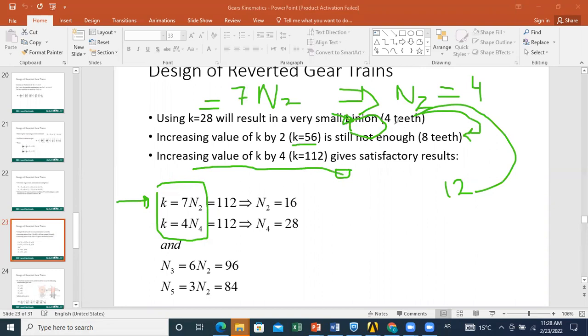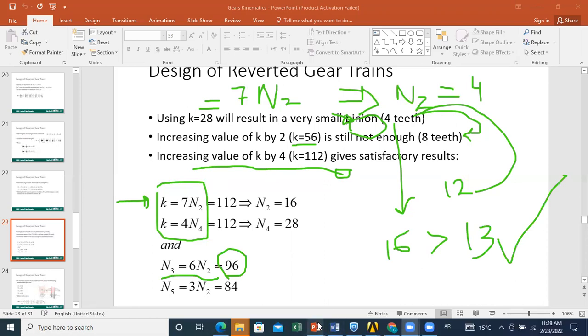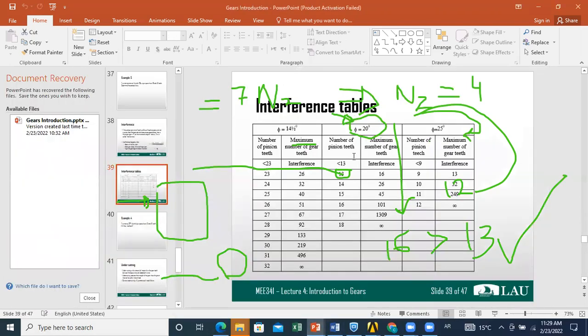If I multiply k by 4, I get 4 times 4, 16 teeth for my pinion, which is larger than 13. This is okay for me. Now I should check that my gear size will not allow interference. I already know the relation between N3 and N2: N3 is 6 times N2, which equals 96. I can go to my interference table and check that for 16 teeth, what is the maximum number of gear teeth without interference? It's 101, which is larger than 96.